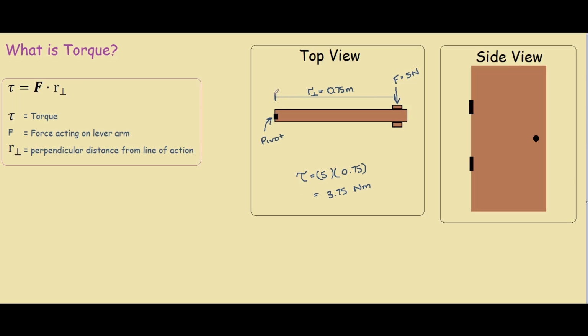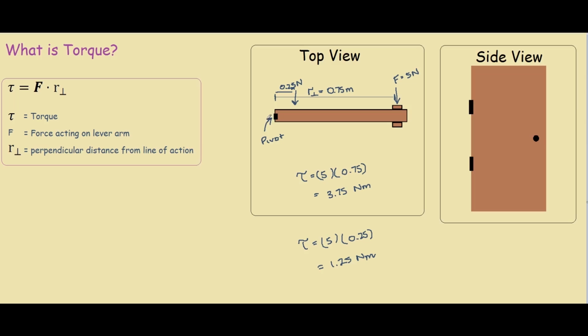Again, let's quickly work out the force acting here. So same force, 5 newtons. And this distance, let's say, is 0.25 meters now. So our torque in this case would be 5 times 0.25. So this would be 1.25 newton meters. As you can see, the rotational force when applying a force closer to the pivot point is much less.